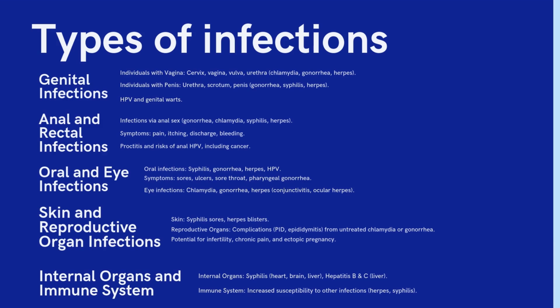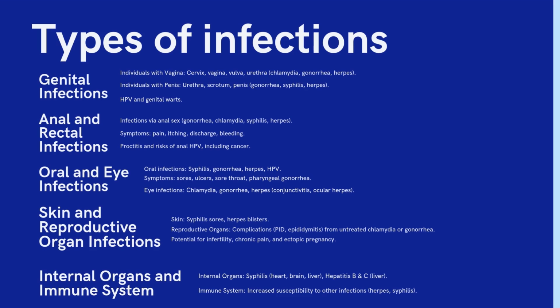Then, when talking about the anus and rectum, STDs can also infect the anal and rectal areas, particularly in individuals who engage in anal sex. Infections such as gonorrhea, chlamydia, syphilis, and herpes can cause rectal symptoms like pain, itching, discharge, or rectal bleeding. And some individuals may experience inflammation in the rectum, which can lead to discomfort and urgency to pass stools. Anal HPV can lead to the development of warts and, in some cases, precancerous lesions or anal cancer. And oral sex can also transmit several STDs to the mouth and the throat.